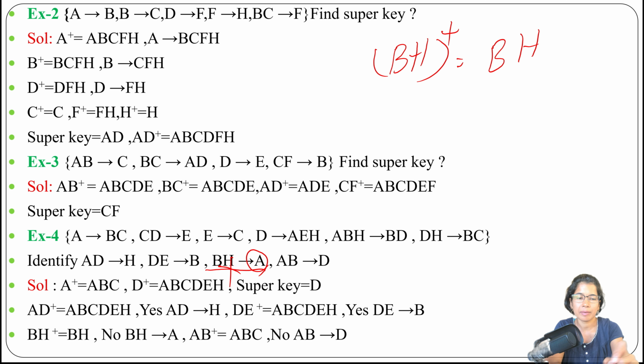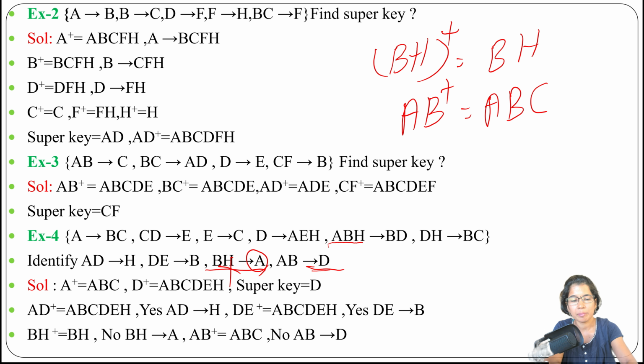Next, AB derives D. So AB plus, from A you can derive BC. So A, B, C, just A, B, C. We cannot derive D. There is no possible way we can derive D. We might derive BD from ABH, but there is no H. We cannot derive D from this. Hence, this is also not true. So, whenever any functional dependency is given and it is asking to check whether it is possible or not, just find the left side attribute closure. If the right side attribute is present, then that is possible, else no.